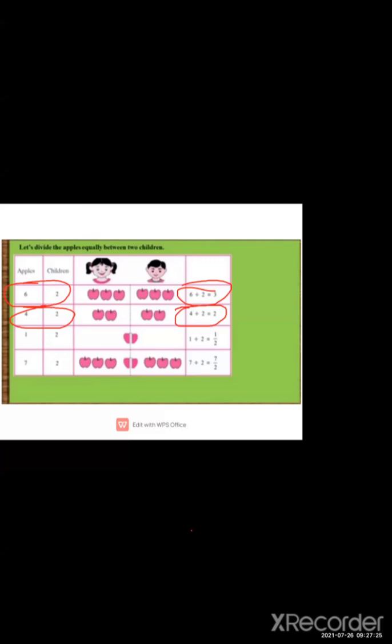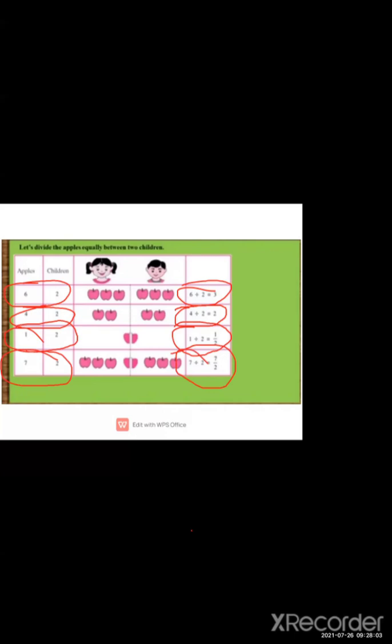Okay. Next is 1 apple that you have to share among 2 children. So what will come? It will come as half, because it is a half apple. So 1 divided by 2 and your answer will be half, because there is only 1 apple to distribute among 2 children. And for 7 apples, the answer will be 7 upon 2.